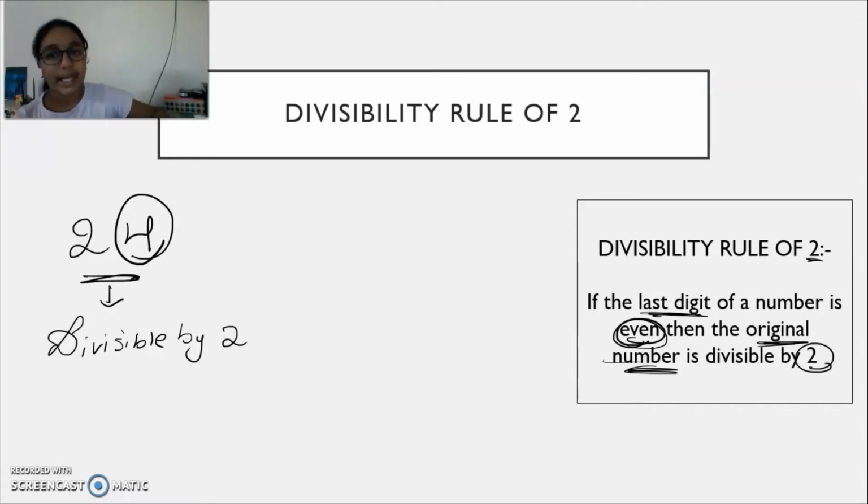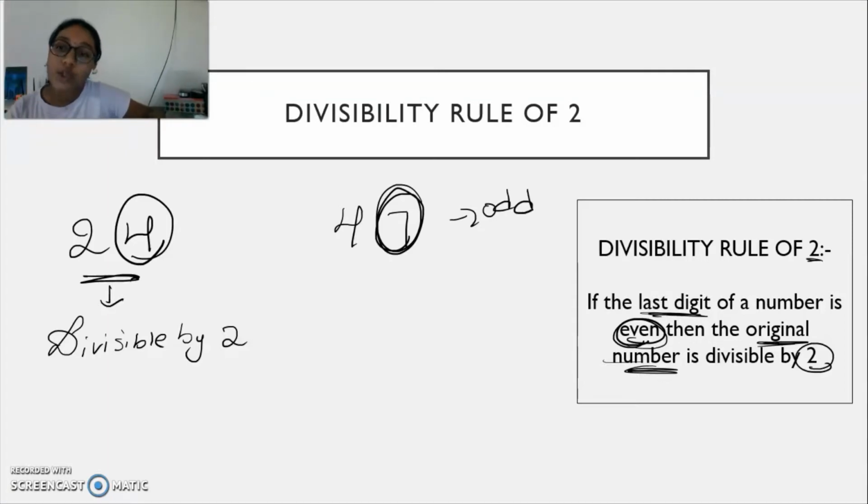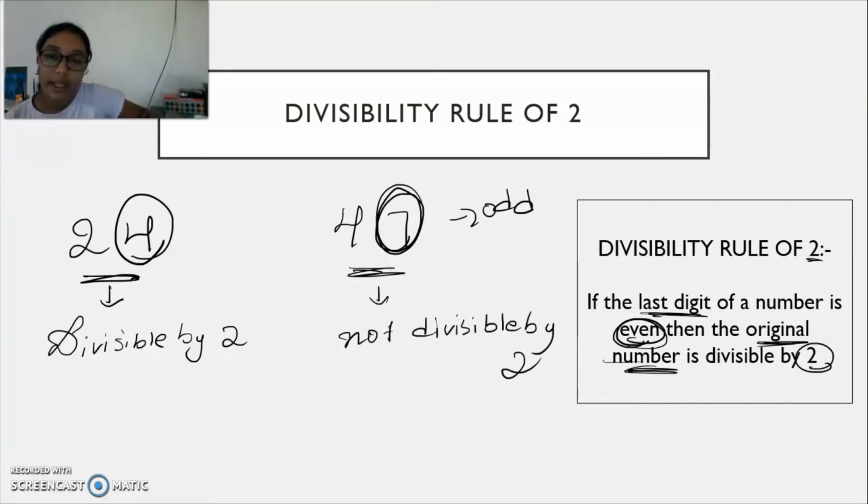Next, let's take the example of 47. The last digit, which is the ones digit, is an odd number. So the original number is not divisible by 2.